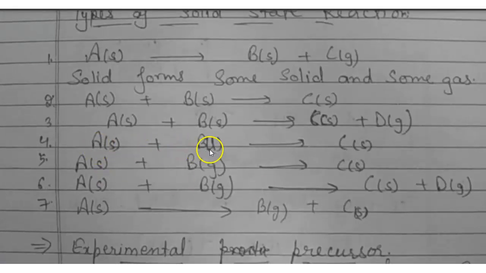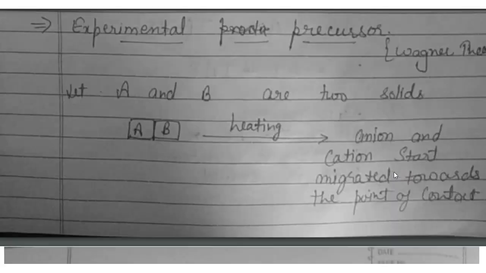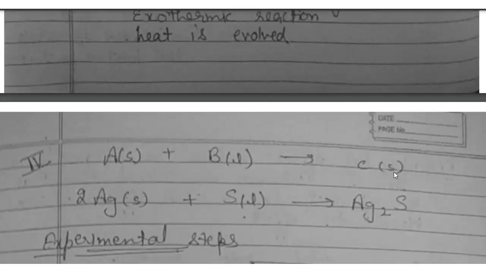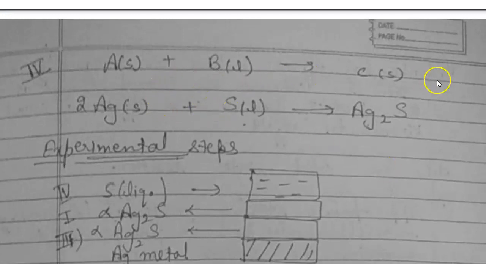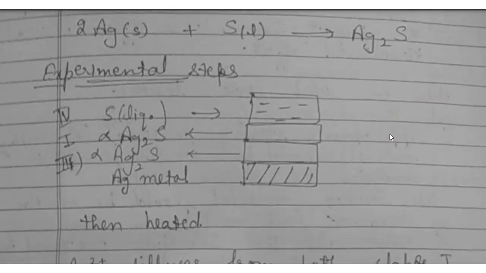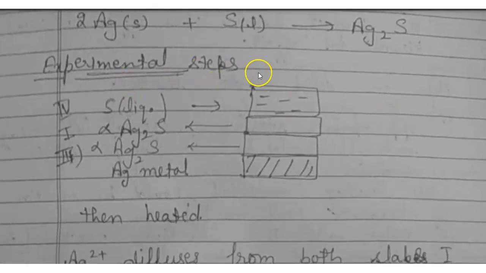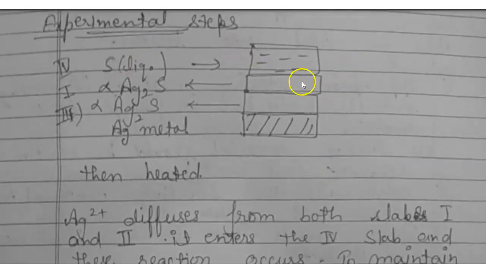We can give an example for the fourth type, as you can see here. Fourth is some solid and some liquid combining to form some solid. For example, silver in solid state, sulfur in liquid state, and Ag2S. Sulfur in liquid state, Ag2S in solid, Ag metal, like this. These are slabs. This is the fourth slab. Its name is first, and its name is second.